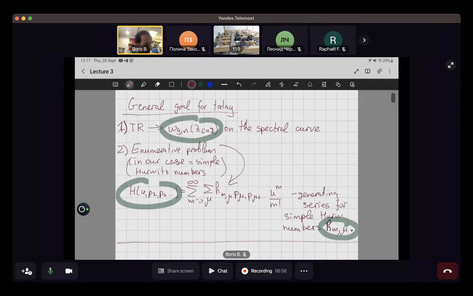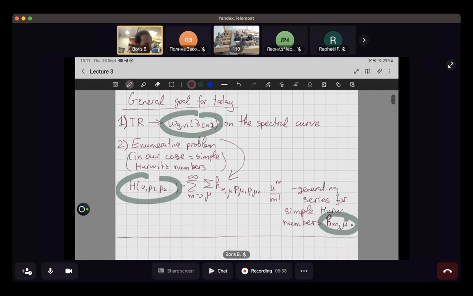Any questions about the goal? So it's clear.